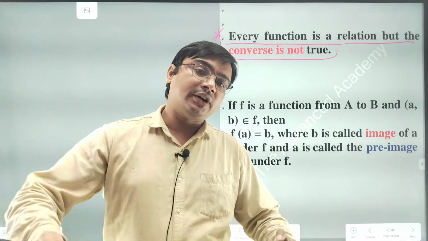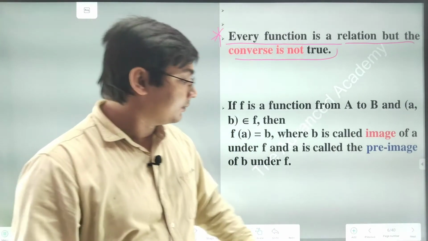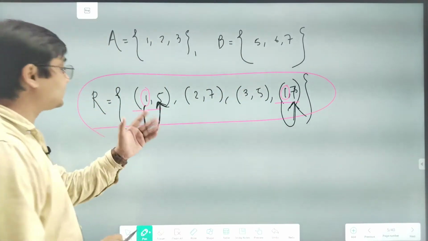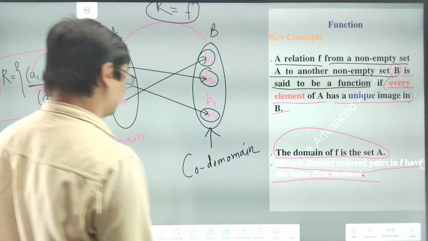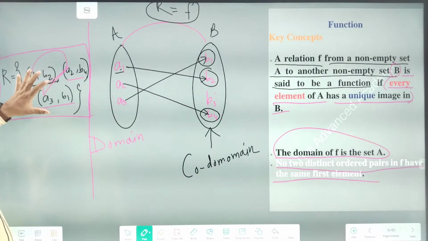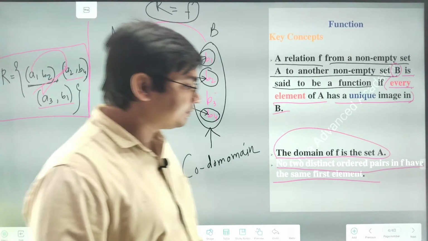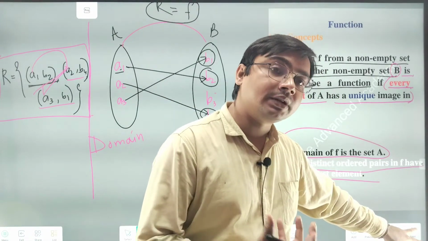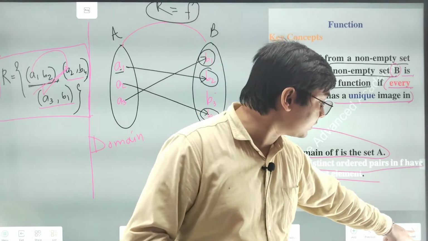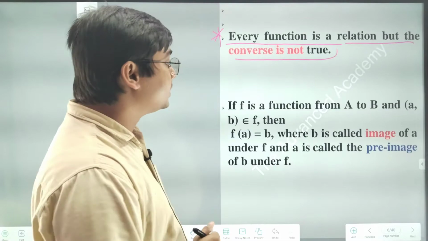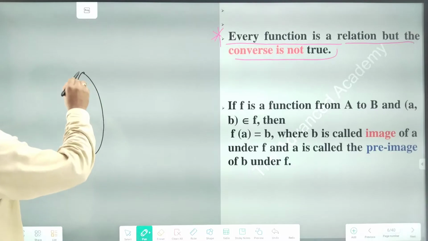Any function, take any one function, it will always be a relation, but the converse is not true, because you see for this example, this is a relation, this is not a function. But if we consider this example, this is a function and this is also a relation. That means what we can say here, every function is a relation, but all relations are not functions. Yes guys, okay.